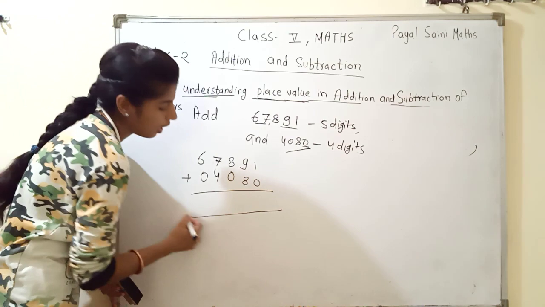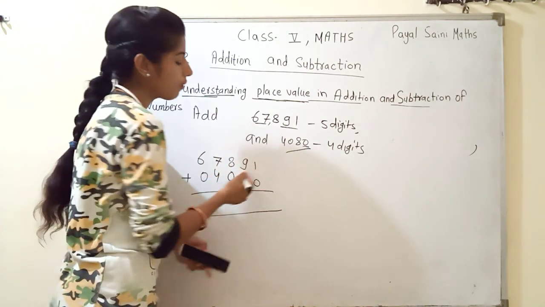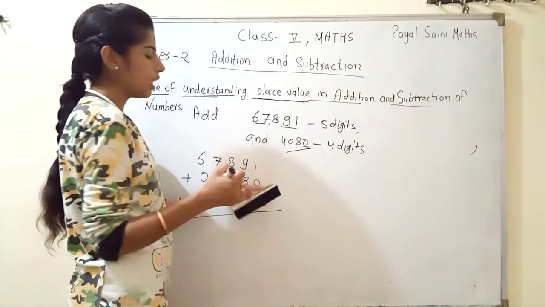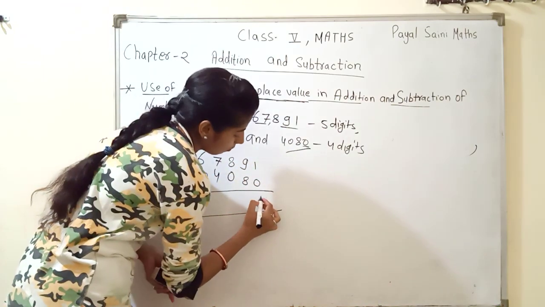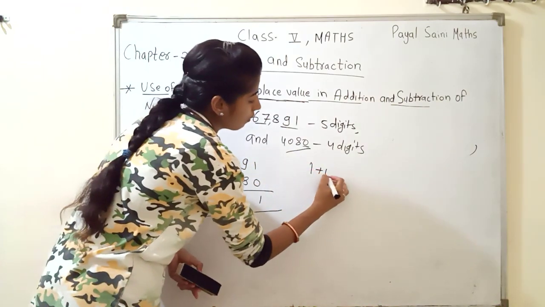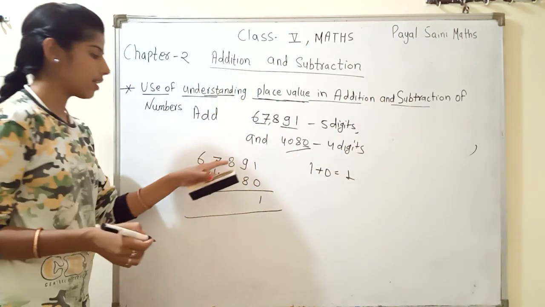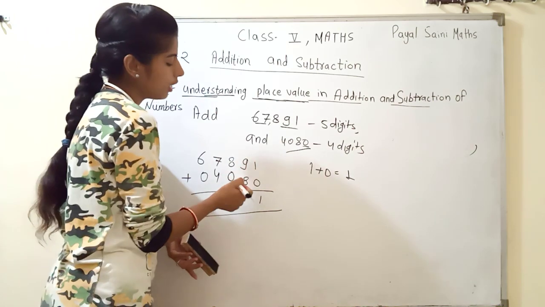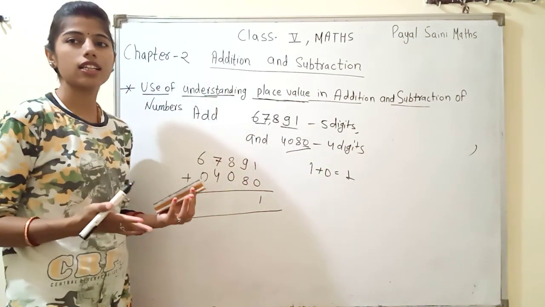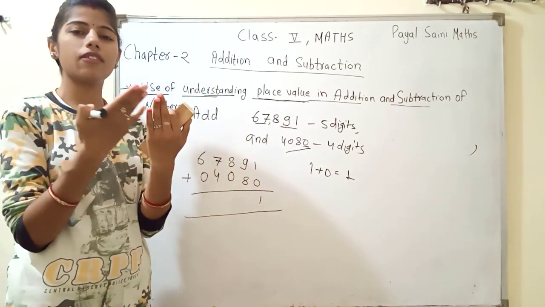Now we start our addition. Addition starts from here. When we add 0 to any number, what is our answer? The number itself. So 1 plus 0 is 1. I also write here: 1 plus 0 is 1. Then next is 9 plus 8. If you learned this in 4th class and 3rd class, how did we count? We counted by our fingers.